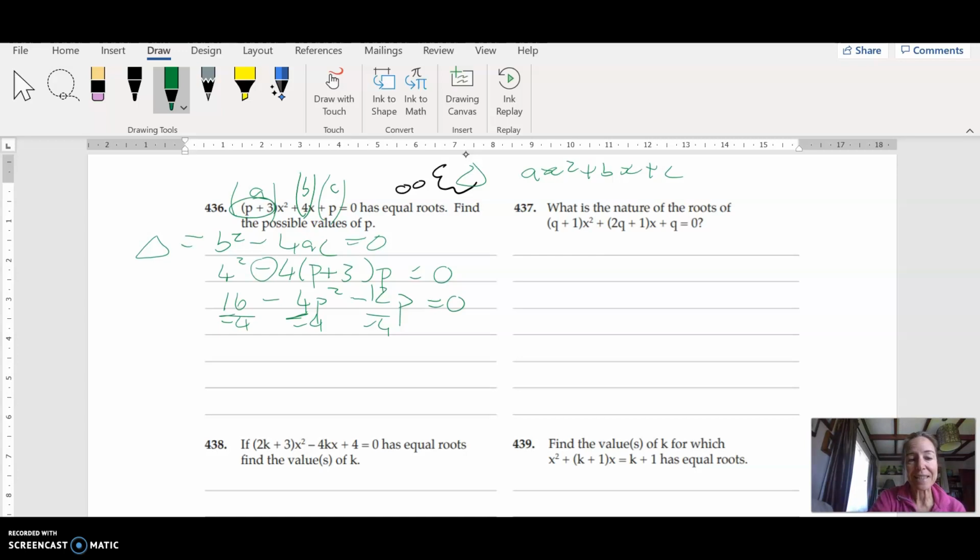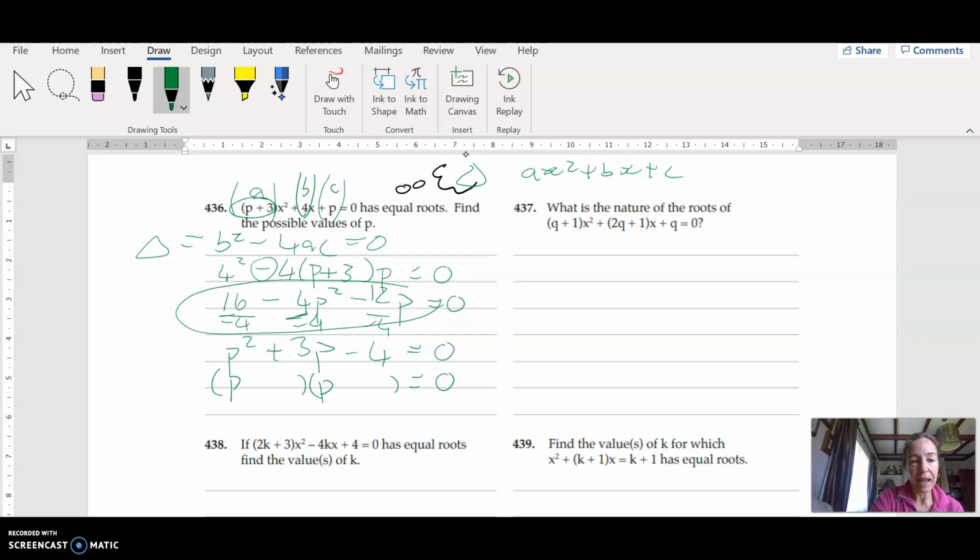So 16 divided by negative 4, I'm going to start with my p squared. It's going to give me just p squared, and then I want the term p. Negative 12 divided by negative 4 is going to give me positive 3p, and 16 divided by negative 4 is going to give me negative 4 equals 0. That looks like something I can factorize. Of course, you can use your calculator. You could have chucked this into your calculator and it would have factorized it for you. But yeah, let's just do this.